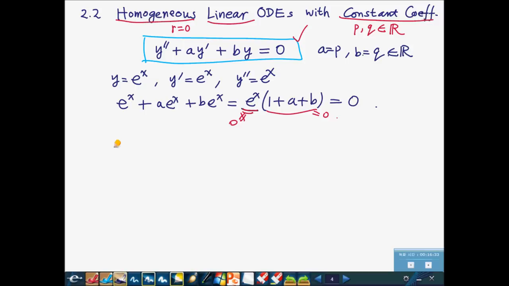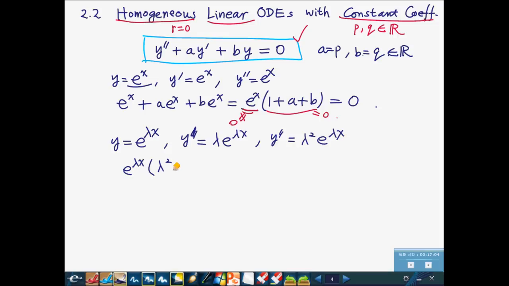Let's generalize one more step. That's e to the lambda x. Lambda is a number. We're just generalizing to a more general case, doing the same thing. y prime is lambda e to the lambda x, and y double prime is lambda square e to the lambda x. And we plug it in and factor out e to the lambda x. That will be lambda square plus a lambda plus b is 0. Okay? We just plug it in.